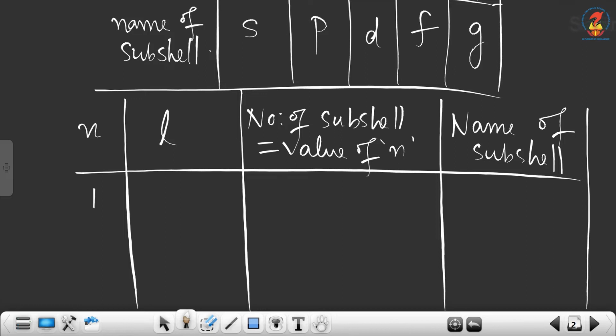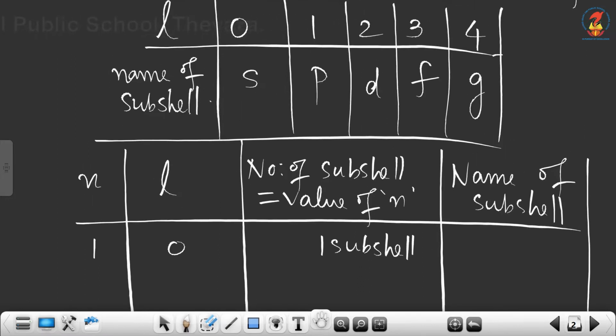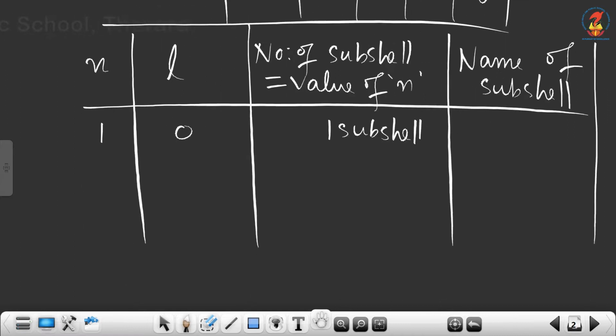Now again I am going to write n is equal to 1. If n is equal to 1, L is equal to 0. So number of subshell is equal to value of n. So 1 subshell. We have only one subshell in the main shell K. Now name of subshell is given by the value of L. We have L value is equal to 0, and we know if L is equal to 0, it is s subshell. So the name of subshell is s subshell.